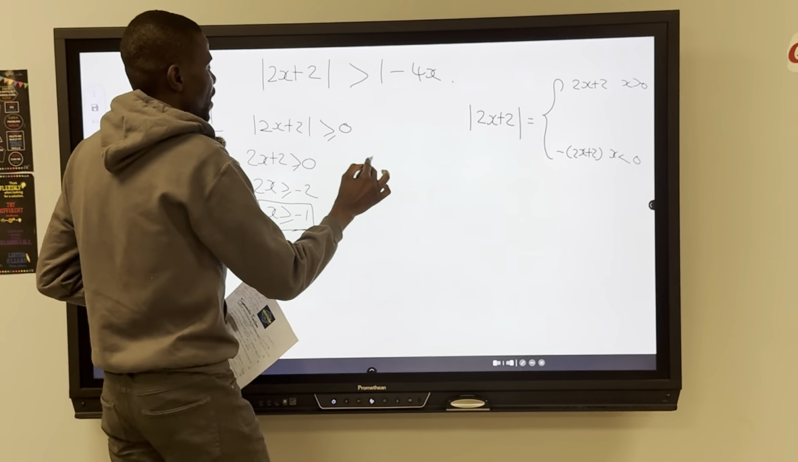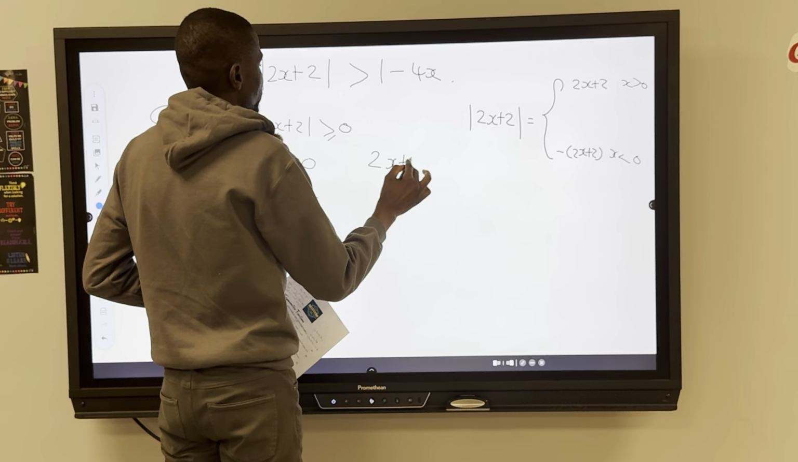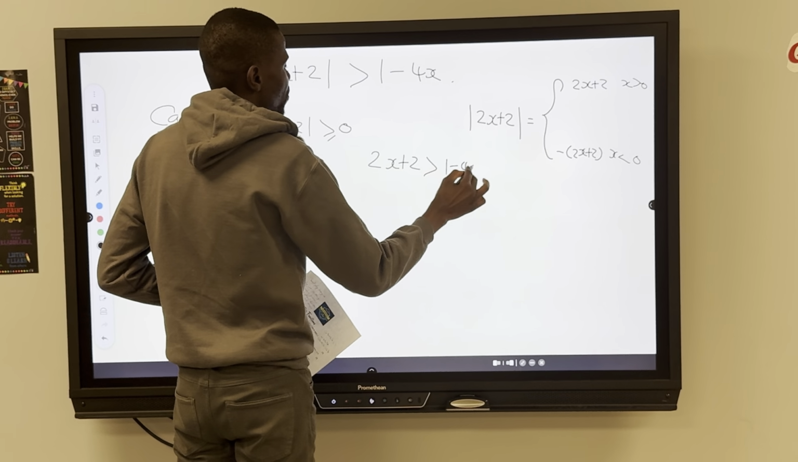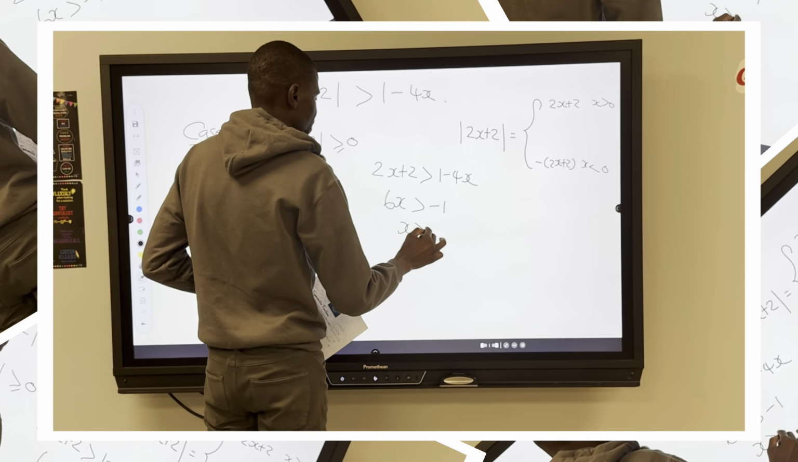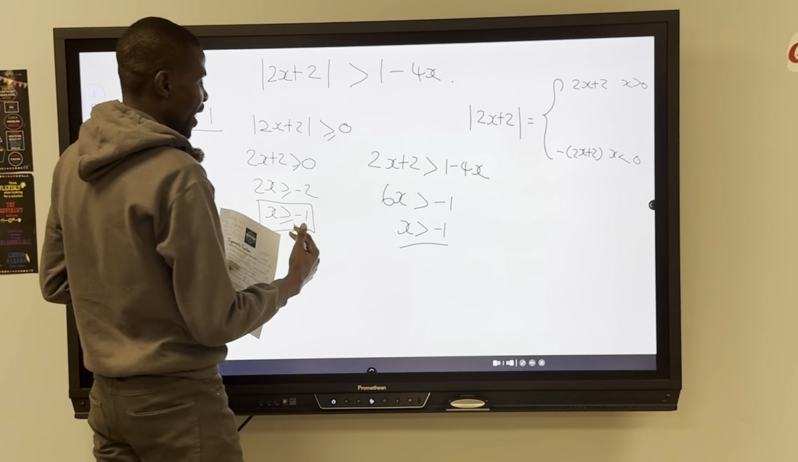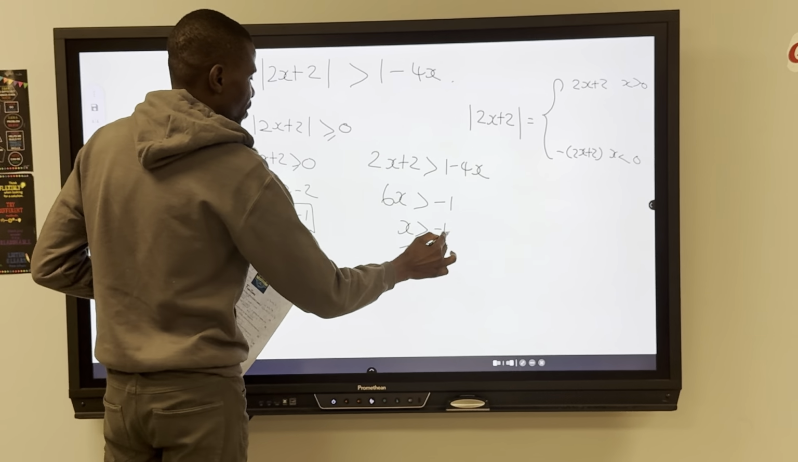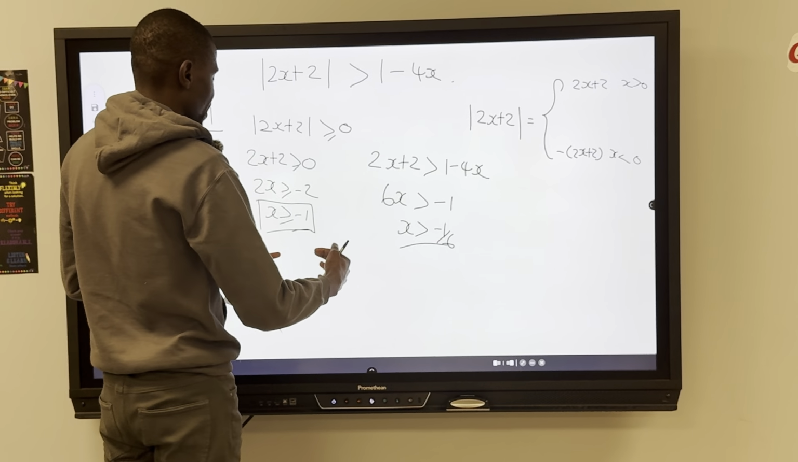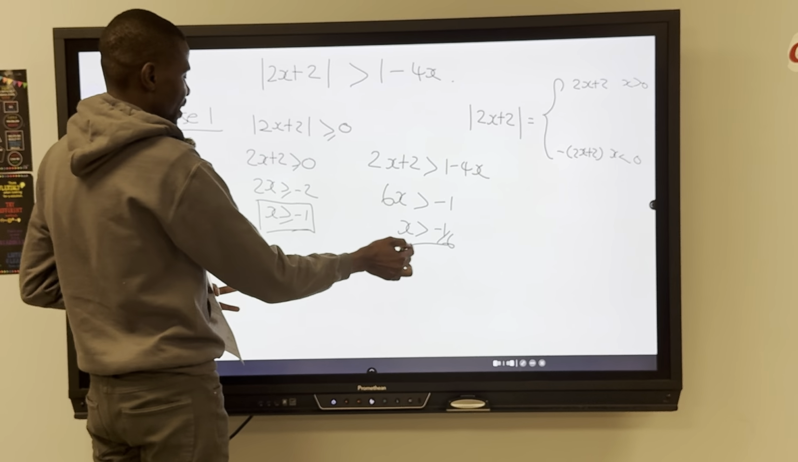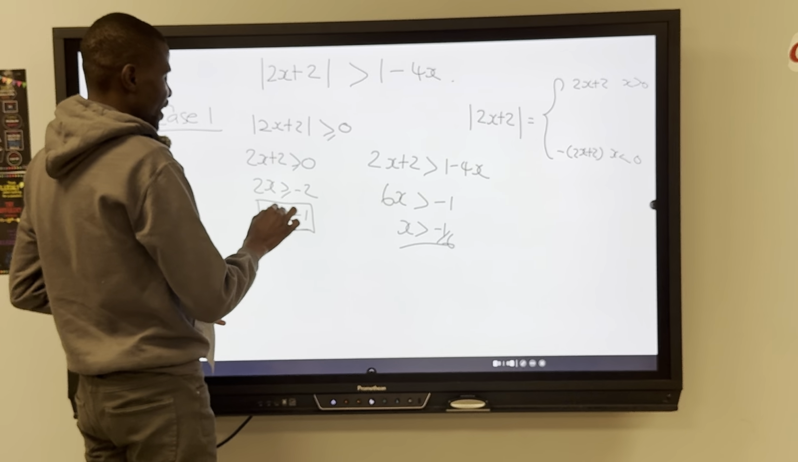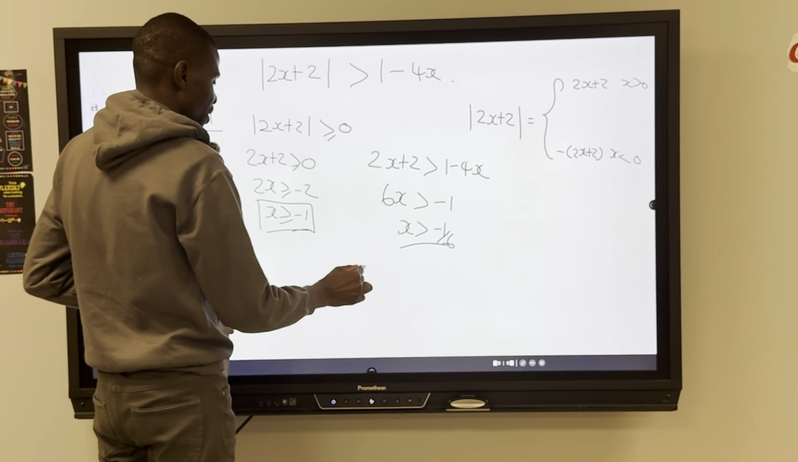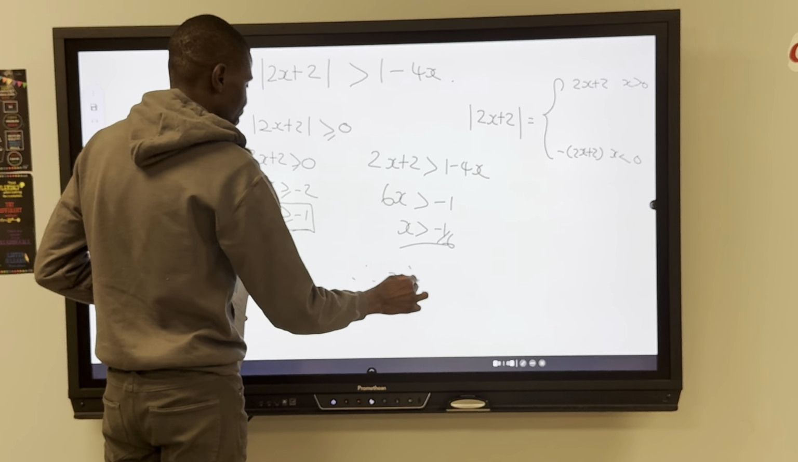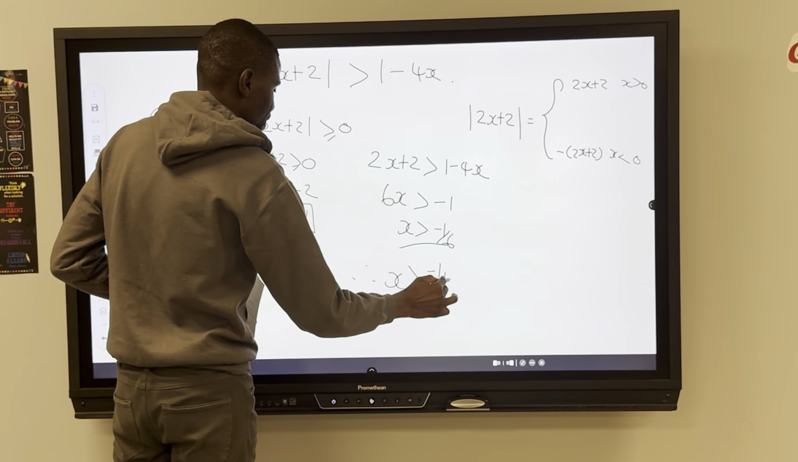So if we solve now, we get 2x plus 2 greater than 1 minus 4x. So this is 6x greater than 1 minus this, negative 1. So x is greater than negative 1 over 6. So when we combine, obviously what makes sense is greater than negative 1 over 6, because greater than negative 1 and greater than negative 1 over 6, this one makes more sense, right? So therefore, x is greater than negative 1 over 6 here.